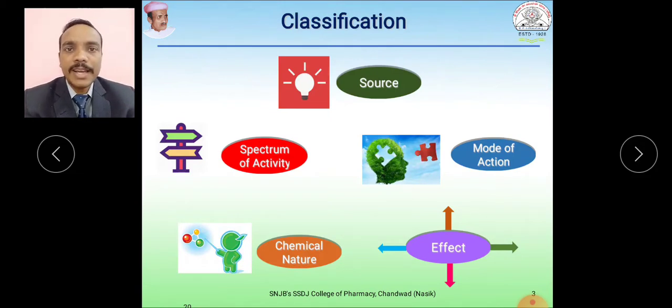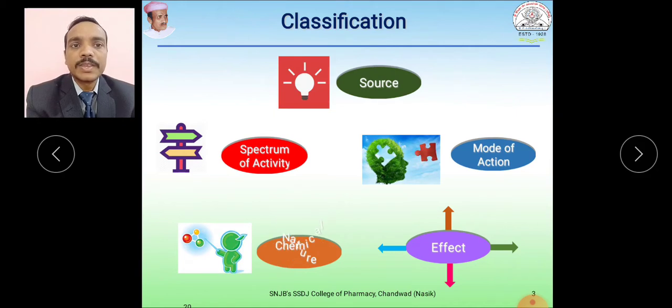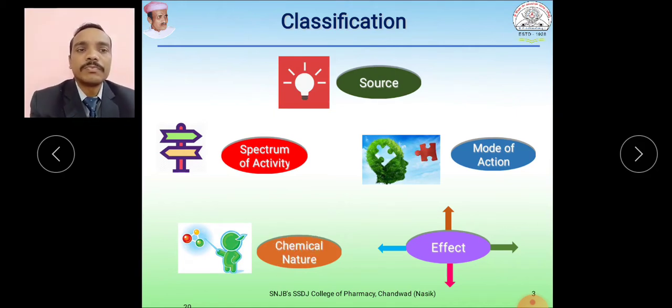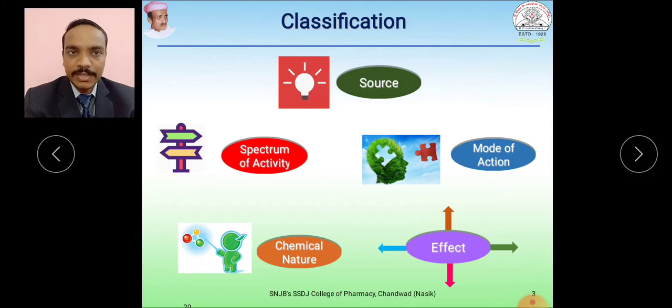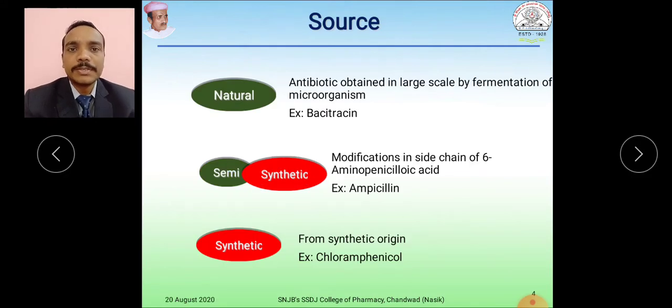Now, antibiotics are classified based on various parameters such as source, spectrum of activity, mode of action, chemical nature and effect. Let us take a look one by one at how these are classified. Based on source, antibiotics are classified as natural, semi-synthetic and synthetic.